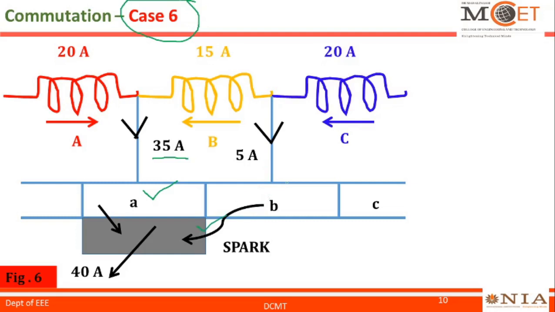The self-inductance of a coil will not allow the current to reduce its value immediately. What will happen? That leads to sparks in the commutator segment and brushes. It leads to power dissipation.